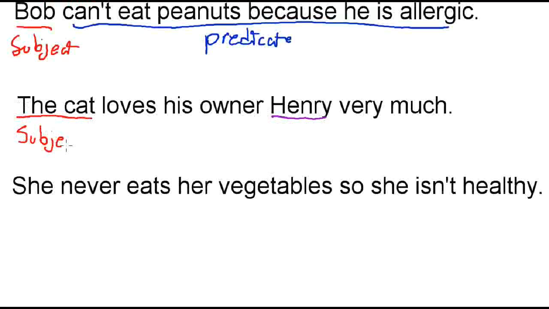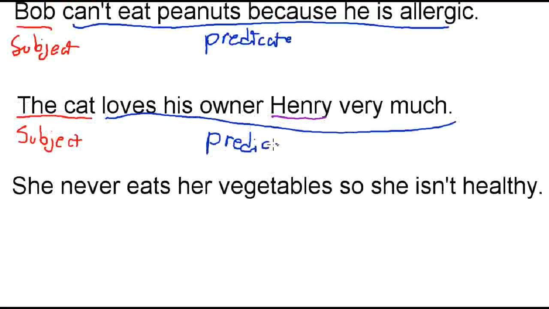The cat loves his owner, Henry, very much. So loves his owner very much is in relation to the subject, the cat. Loves his owner Henry is the predicate. Okay, that is the predicate.